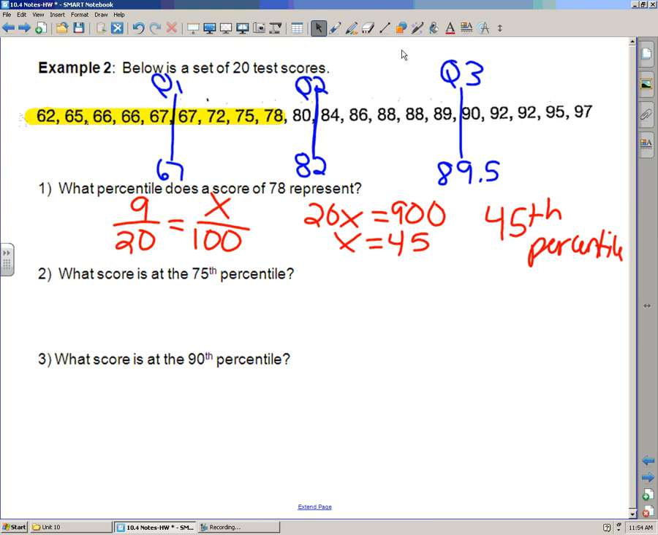That should be easy. What score is at the 75th percentile? Well, we know that already because that's quartile 3. This is the 75th percentile. So we already know it's 89.5.